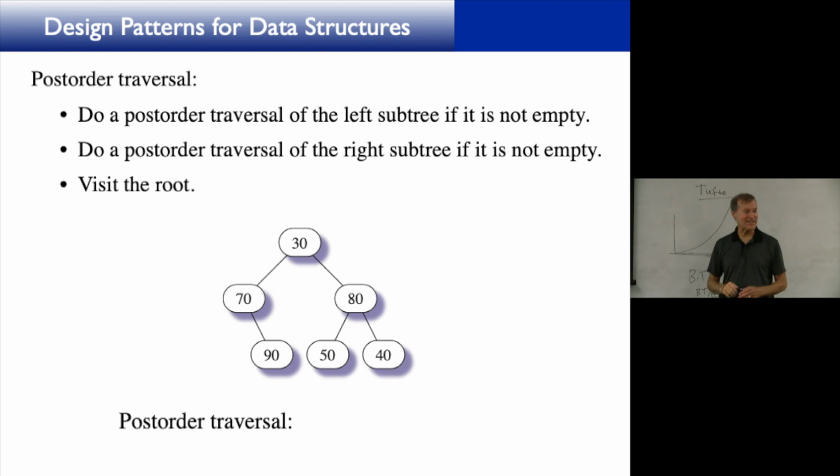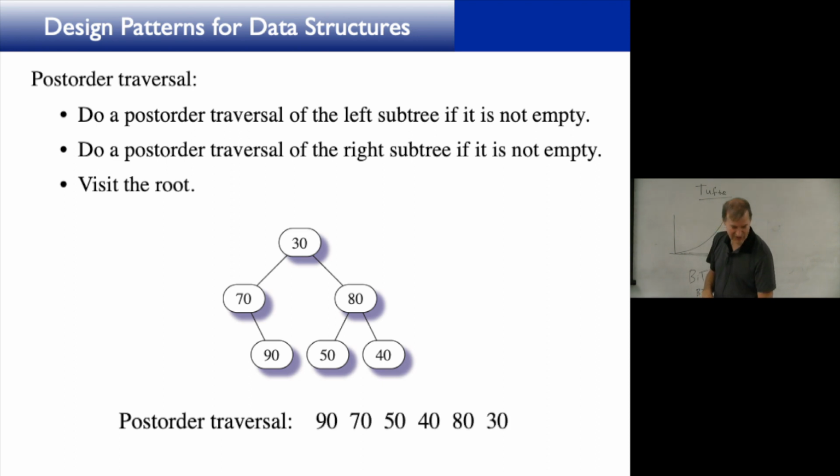Do a post-order traversal of the left. Then you do the post-order traversal of the subtree rooted at 70, so 90, recursively. So what is it? 90, 70, then the right side: 50, 40, 80, and then 30. 90, 70, 40, 50, 80, 30. I think that's right.